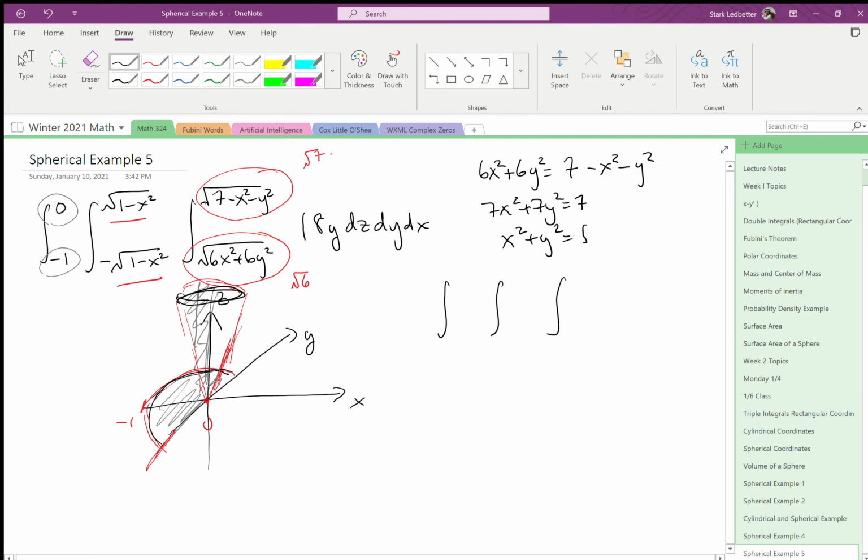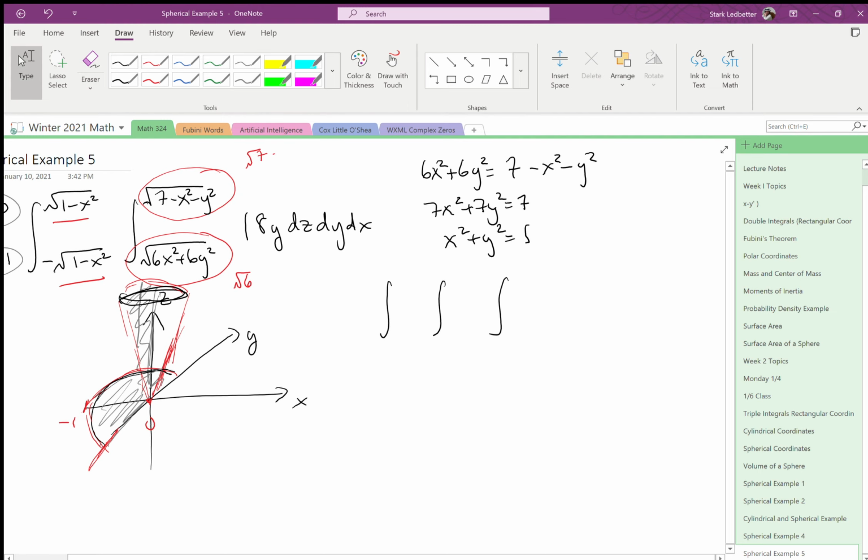Okay, so that means eventually I'm going to want dz, dr, d theta out here. So that means r is going to go from 0 to 1. Theta is going to go from pi over 2 to 3 pi over 2.